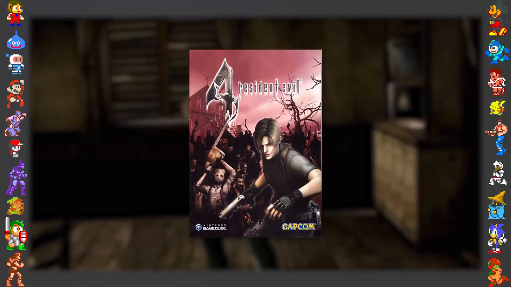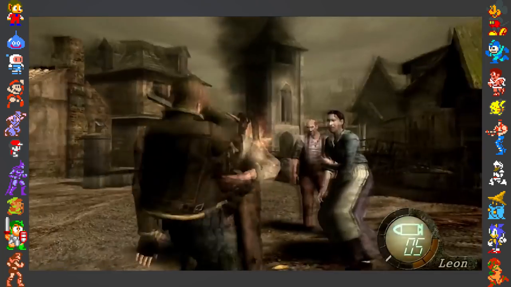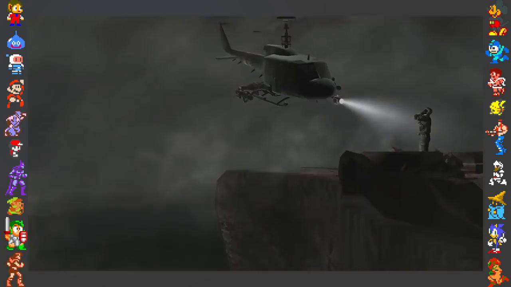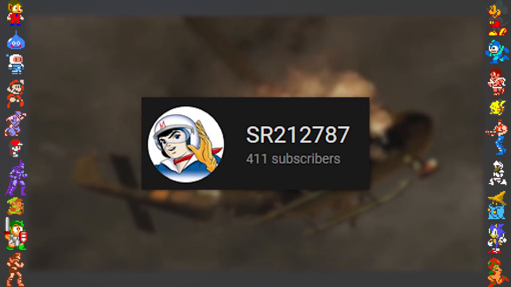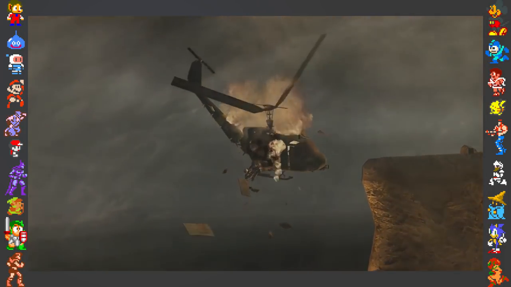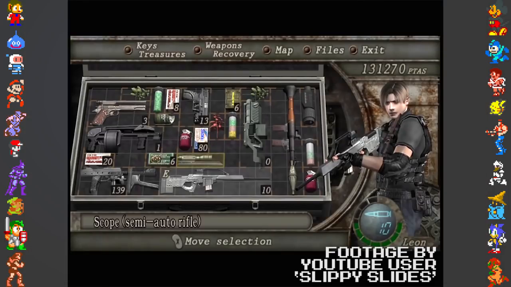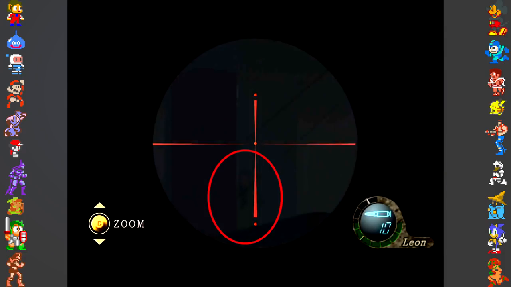With Resident Evil 4, it took 12 years for somebody to discover a small secret after the game's helicopter scene that involves Mike. The first documentation of this Easter egg was by YouTube user SR212787 on January 4th, 2017. In Chapter 5, after the helicopter scene, if the player uses the extra attachment scope on the rifle, it's possible to make out a figure in the distance.